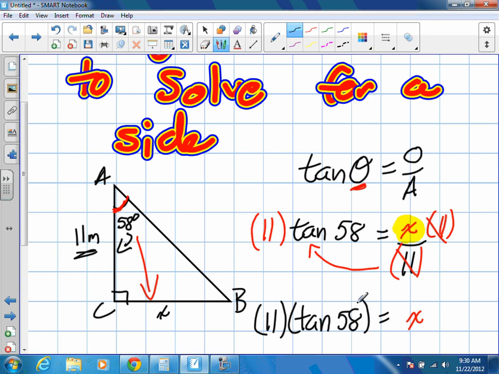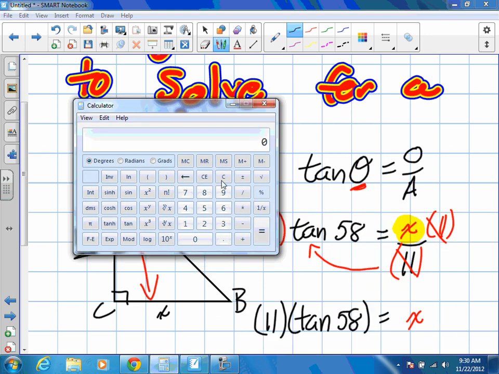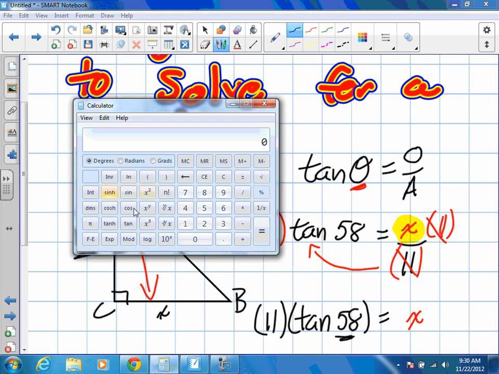So get a calculator out and ready. Some of your calculators will work the same way as mine, some won't. In my calculator, I actually have to put 58 in first, and then hit tangent. For your calculators, you might have to put tangent first, then 58. You figure out which one your calculator does. So I will hit 58 tan. There we go. We get a number multiplied by 11.